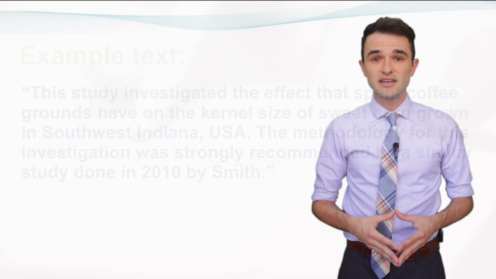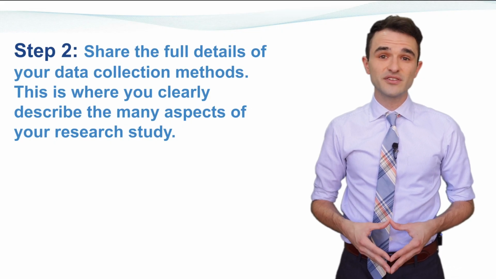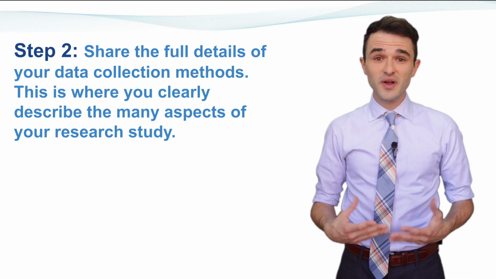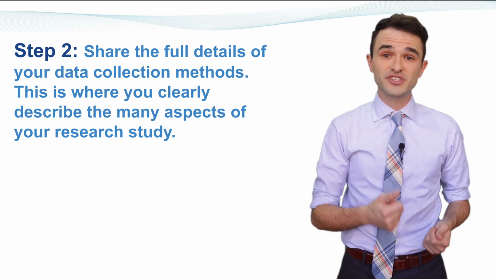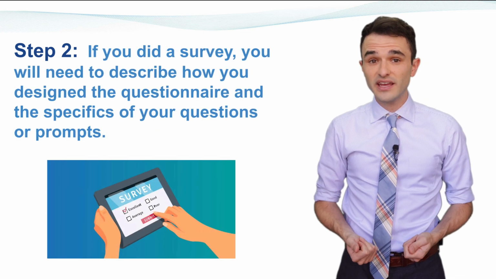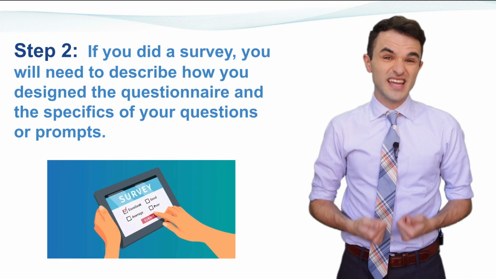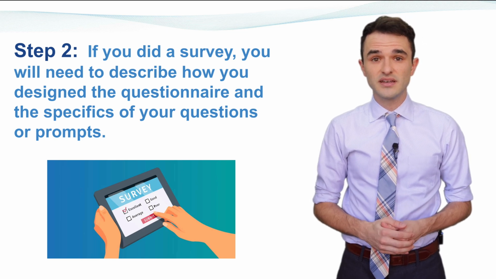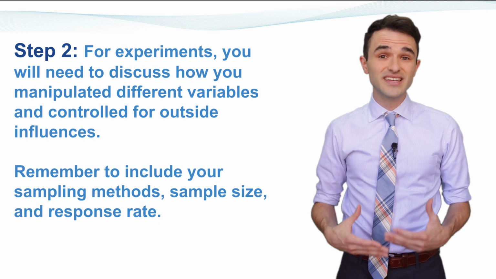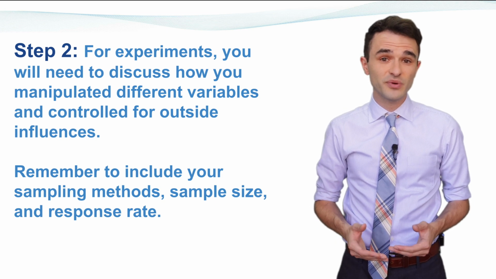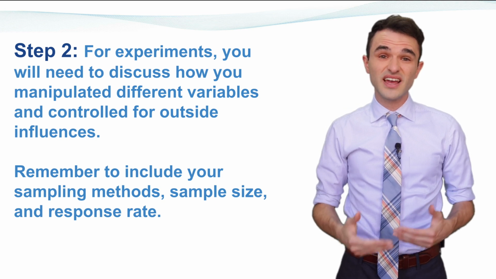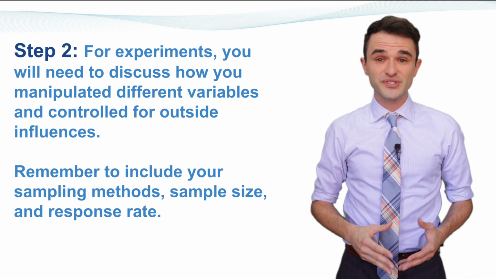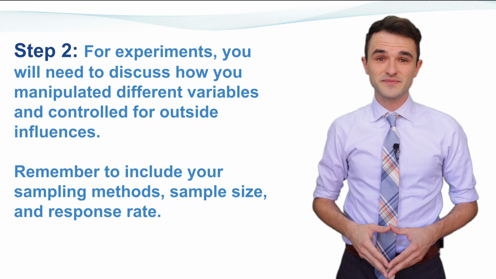Step 2. Share the full details of your data collection methods. This is where you clearly describe the many aspects of your research study. If you did a survey, you will need to describe how you designed the questionnaire and the specifics of your questions or prompts. For experiments, you will need to discuss how you manipulated different variables and controlled for outside influences. Remember to include your sampling methods, sample size, and response rate.